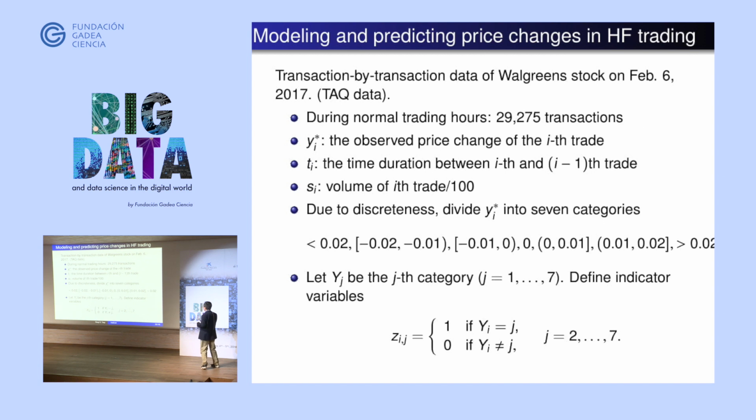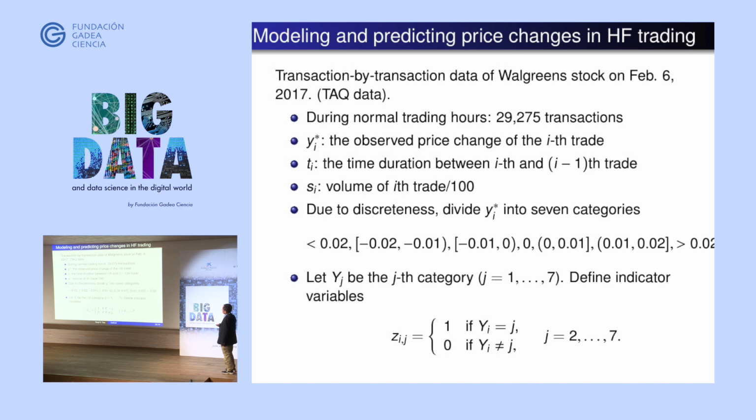During this day, we have about 30,000 transactions, trade by trade. The observed price, I call Y_i star. T_i is the time duration between the i-th and the (i-1)-th trade, measured in milliseconds, because 1 second is too big. The volume is typically a regular round lot of about 100 shares. We just divide that by 100, so the size is important.